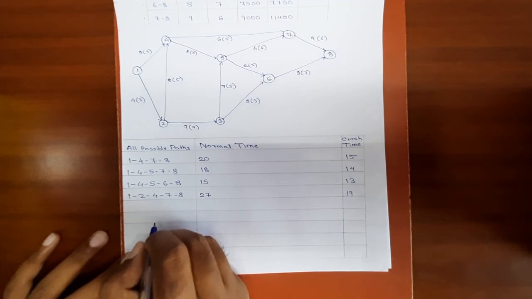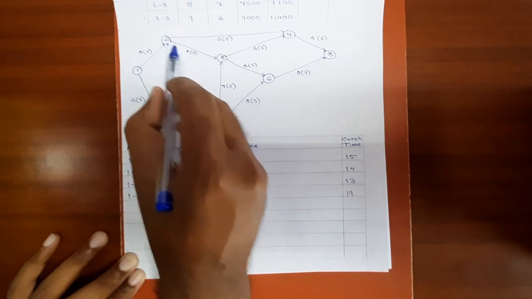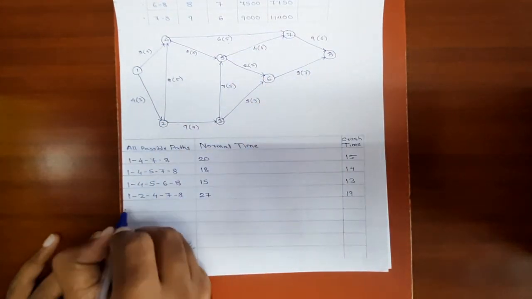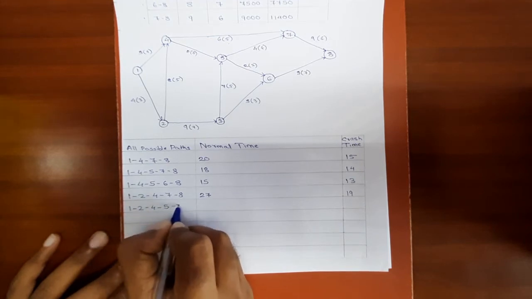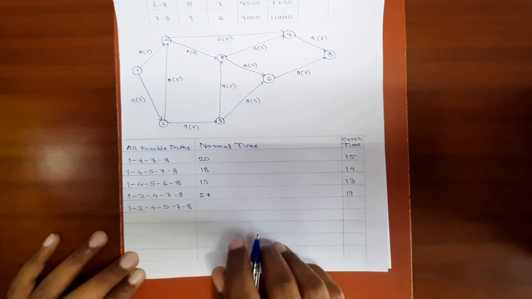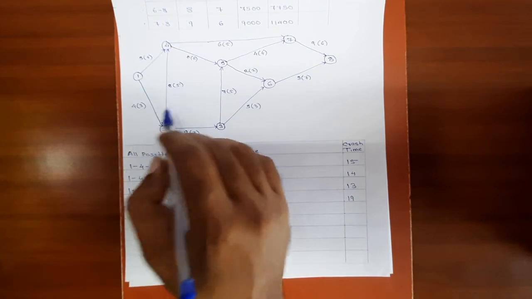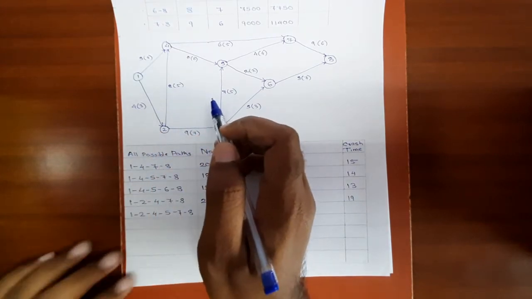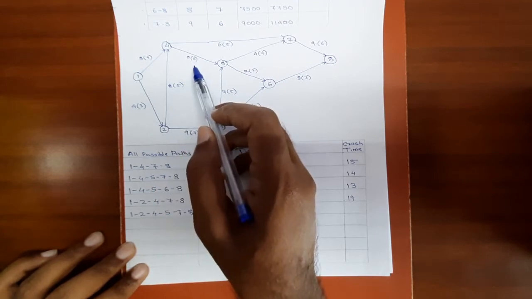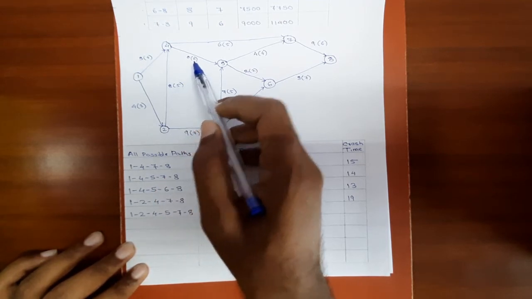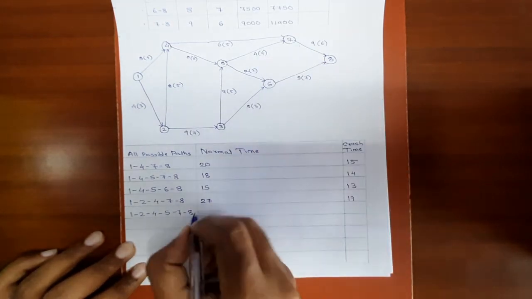Okay, let's proceed to the next path. 1, 2, 4, 5, 7, 8. The normal duration for this path will be 8 plus 4 is 12, 12 plus 0 is 12, 12 plus 4 is 16, 16 plus 9 is 25.